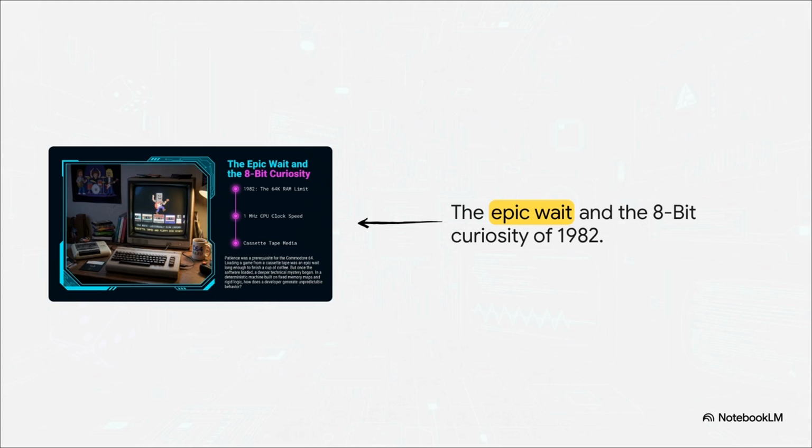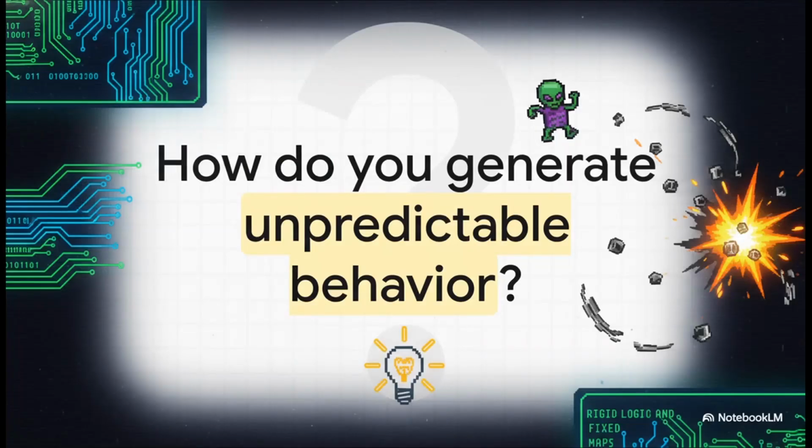Back in 1982, we were dealing with a 1 MHz CPU and a strict 64K RAM limit. In an environment that constrained, every single processor cycle is quite literally a matter of life and death for a game developer. So here's the fundamental problem.